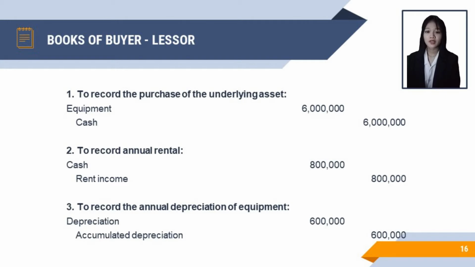So, to get this, syempre, ang ginawa lang natin dito is dinivide natin yung fair value natin na 6 million sa ating useful life na 10 years. Then, credit accumulated depreciation for 600,000 as well.